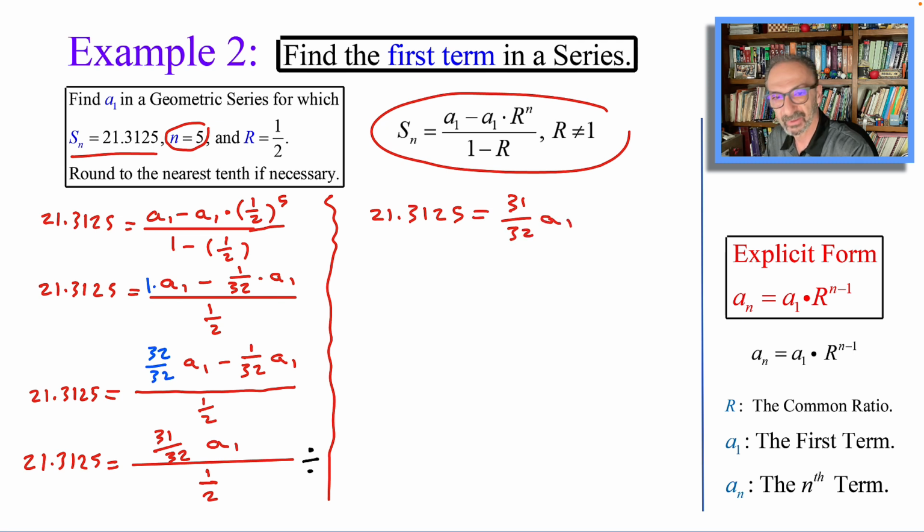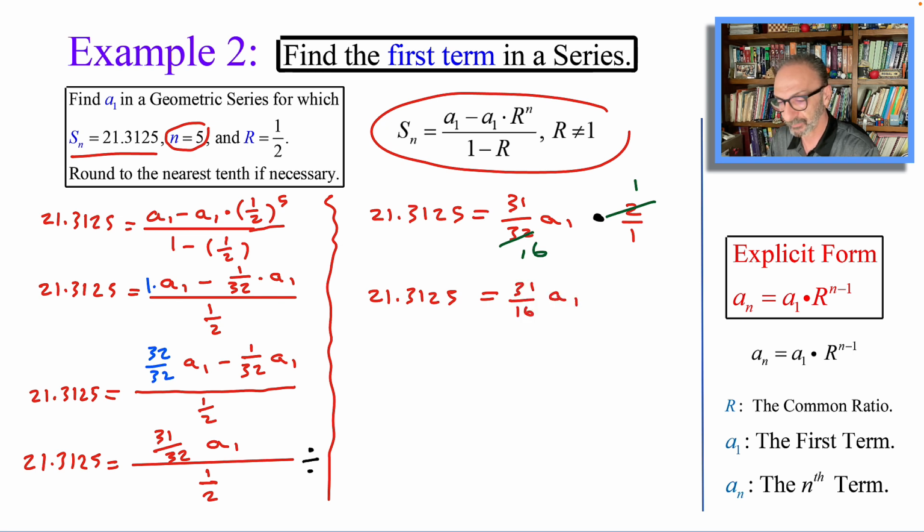Let's change the division to multiplication and flip the denominator. That becomes 2 over 1. Simplifying, I could divide this by 2, get 1. Divide this by 2, I get 16. So I have 21.3125 equals 31 over 16 A times 1.